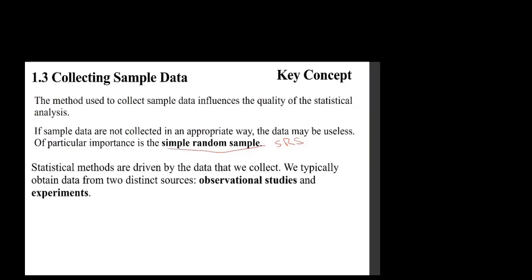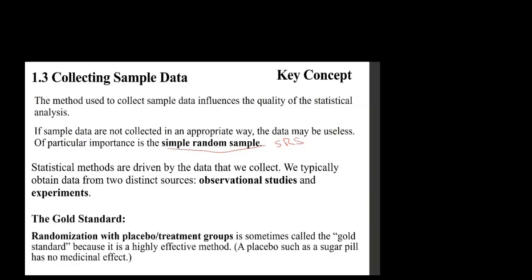Statistical methods are driven by the data that we collect. We typically obtain data from two sources, either observational studies or experiments. As far as the gold standard, we normally want to look at randomization, and it is sometimes called the gold standard because it is highly effective, and we'll discuss that further.